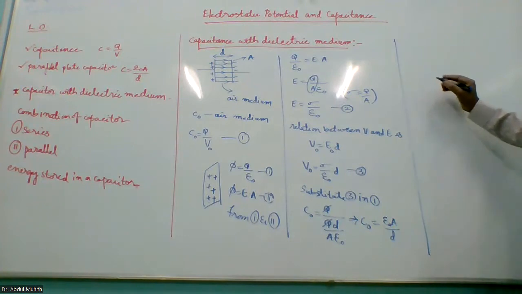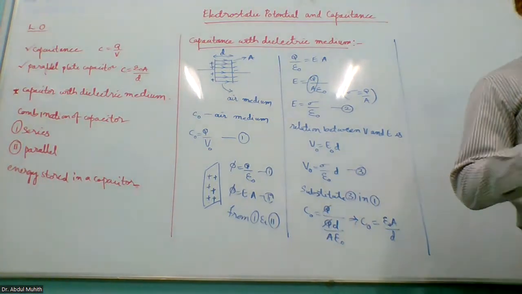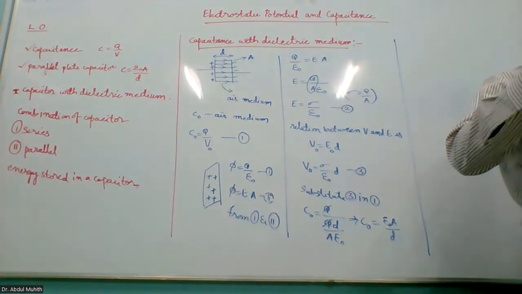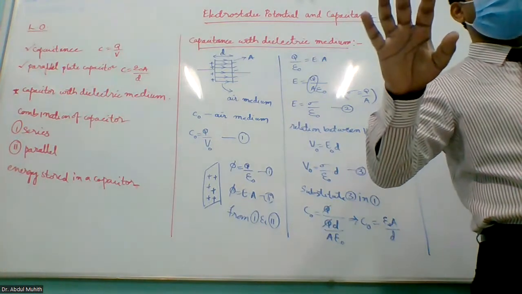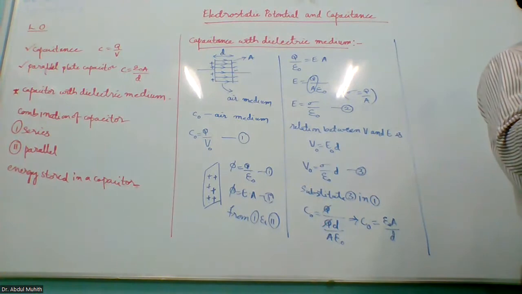Now suppose we are placing a dielectric medium between the two plates of the capacitor. What is a dielectric medium? Dielectrics have dipoles in them. And when you place the dielectric medium in the presence of an electric field, what will happen? All the dipoles will be arranged in the direction of the electric field.